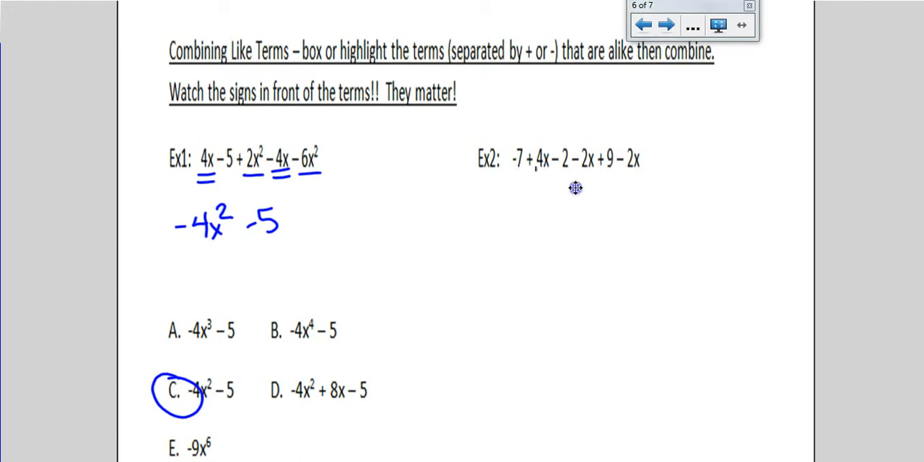Now example 2 is not multiple choice, so we're going to have to go all the way. Let's collect our like terms. I've got a 4x, a -2x, and a -2x. If I smush those terms together, it gives me 4x minus 4x, which is no x, so we're done.